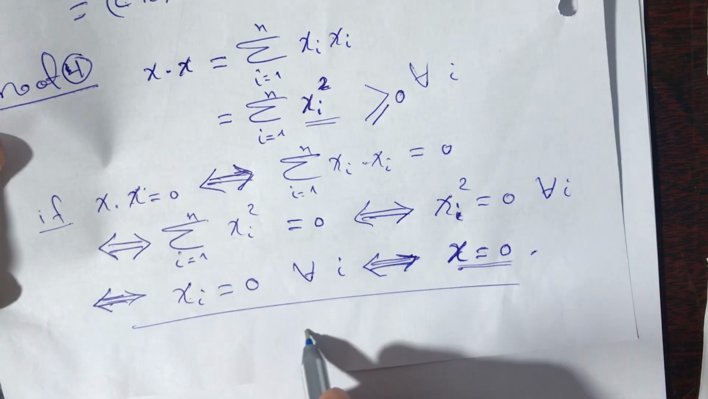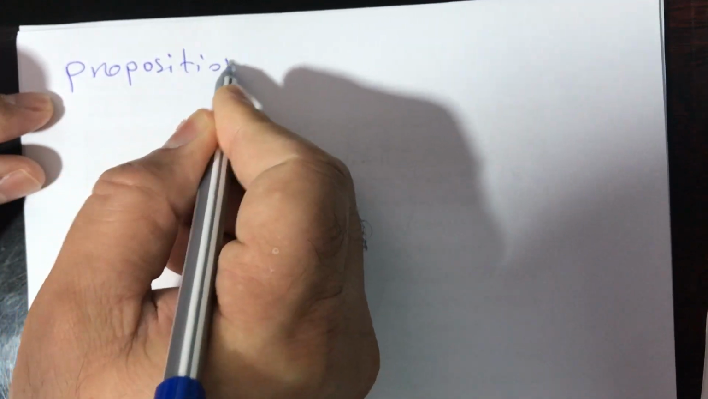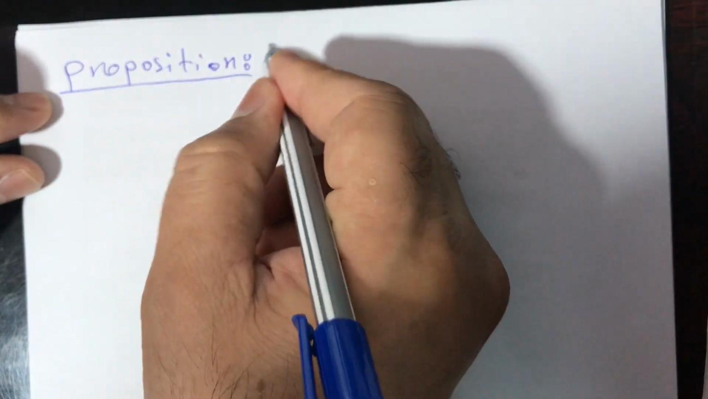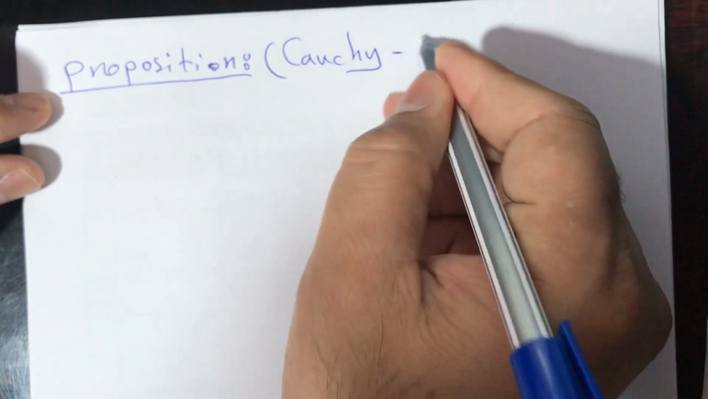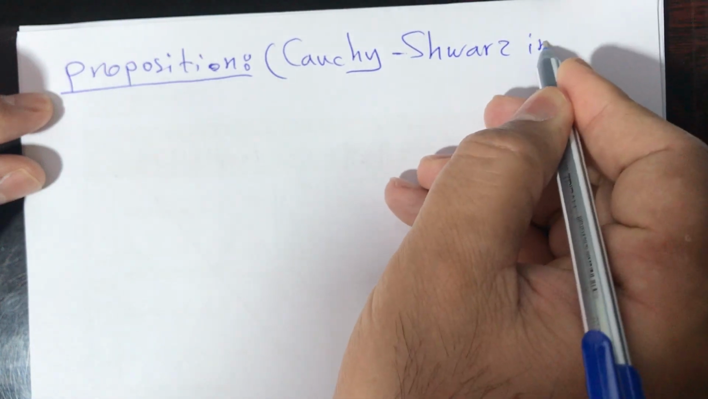This is page number 3. And now we prove the Cauchy Schwarz inequality proposition. This is called the Cauchy Schwarz inequality.